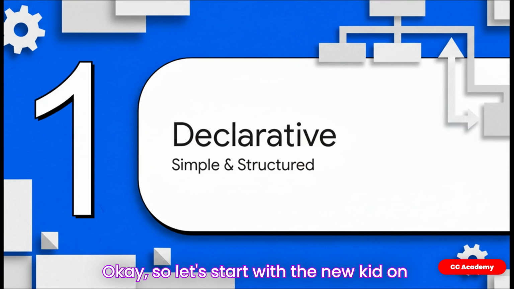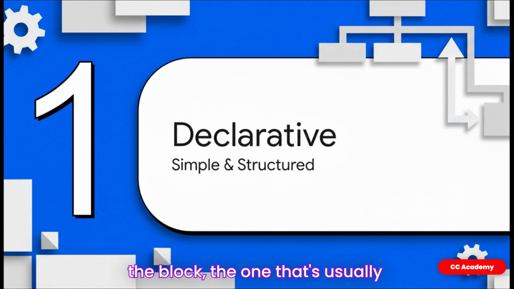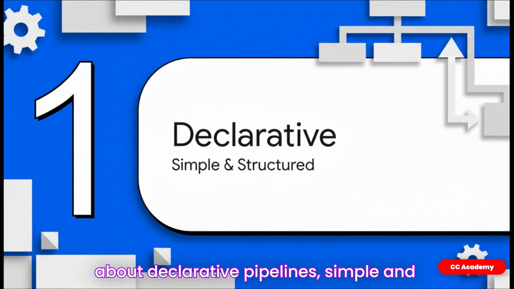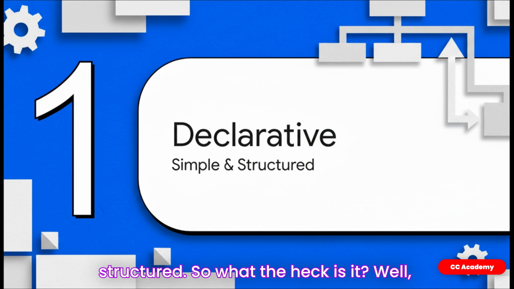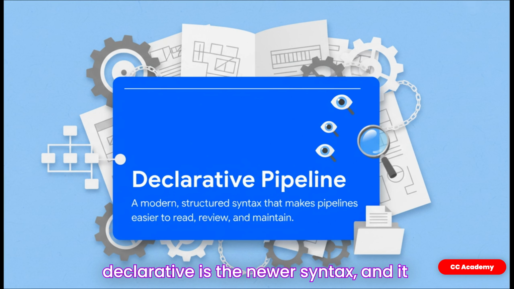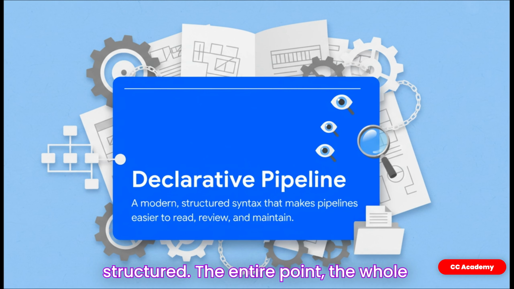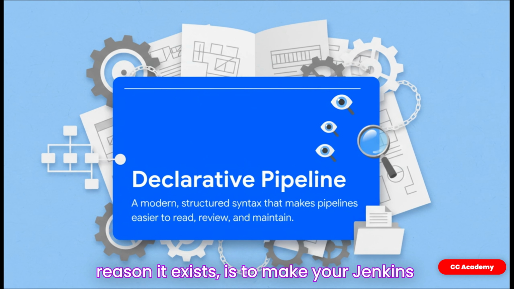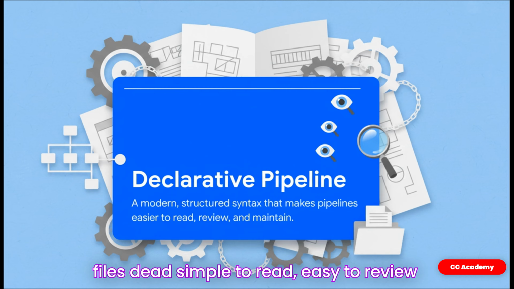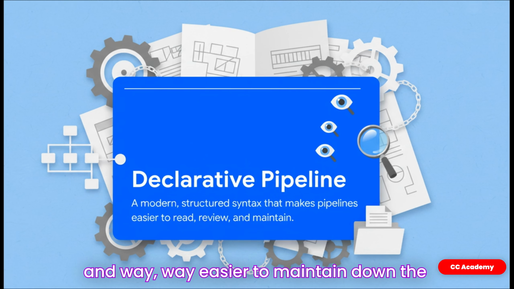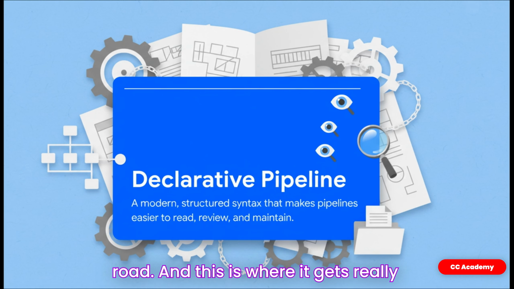Okay, so let's start with the new kid on the block, the one that's usually recommended these days. We're talking about declarative pipelines, simple and structured. So what is it? Well, declarative is the newer syntax, and it was built from the ground up to be super structured. The whole reason it exists is to make your Jenkinsfiles dead simple to read, easy to review when you're looking at a pull request, and way easier to maintain down the road.